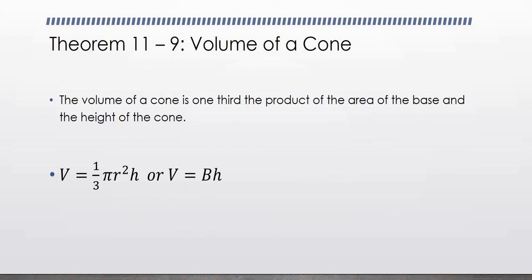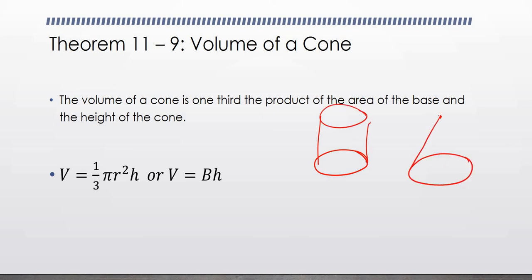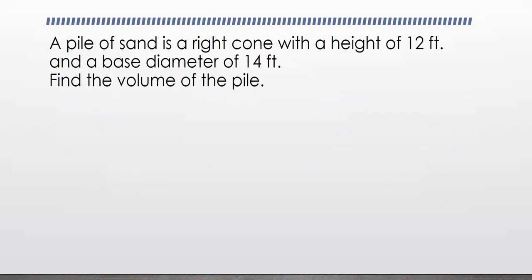Okay, the volume of a cone, very similar. If we have a cylinder and it goes straight up, it's the area of the base times the height. When we have a cone, it's 1/3 the area of the base, which is a circle, times the height. So same idea as a pyramid.